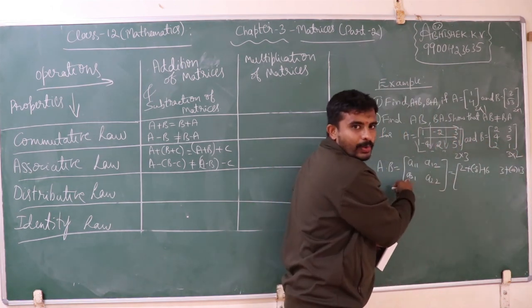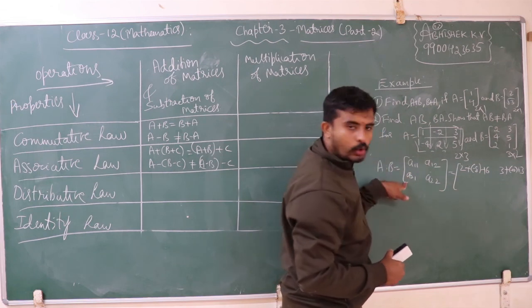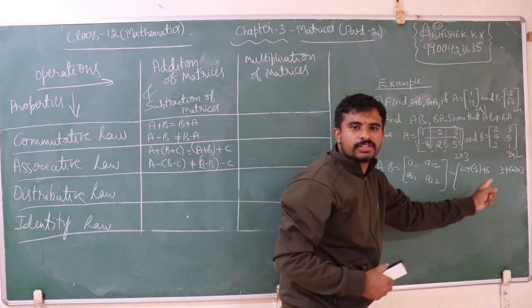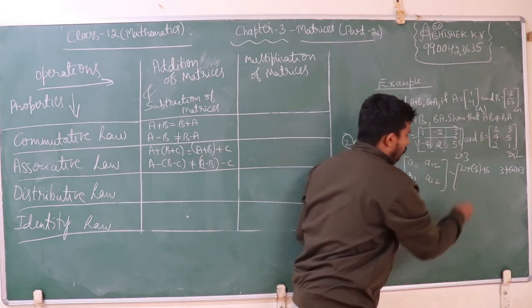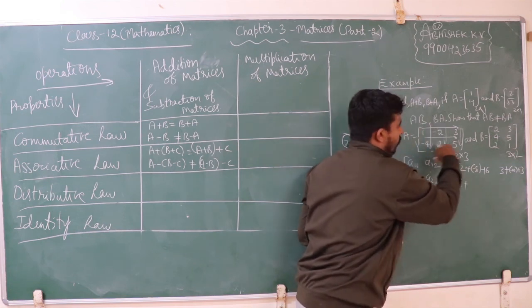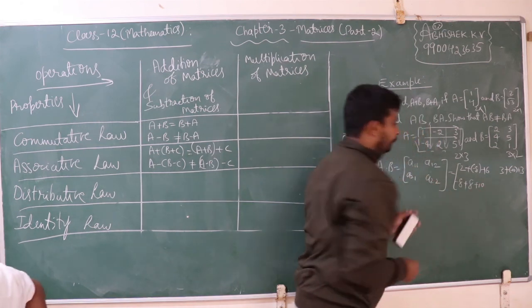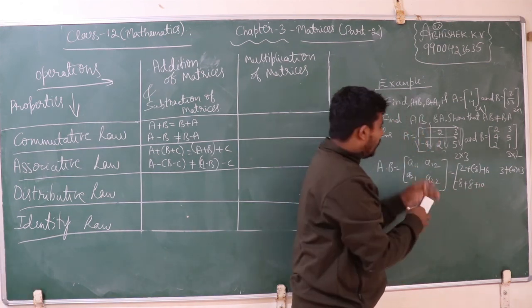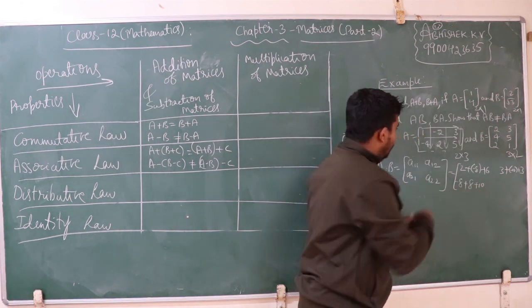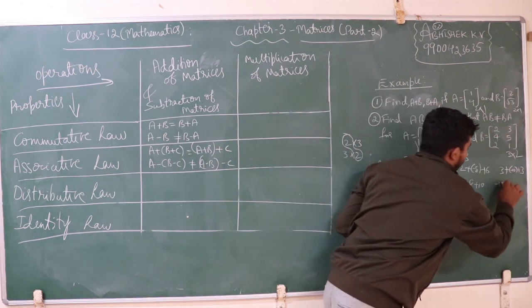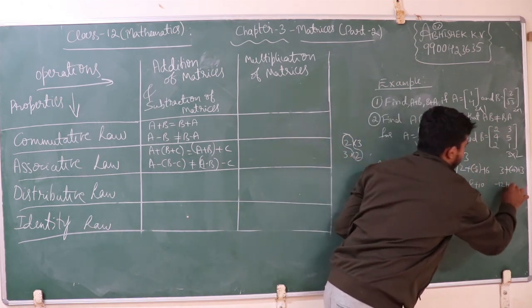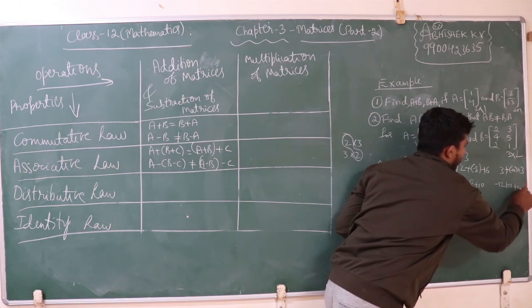Again, A21 can be determined using the second row, first column. Minus 4 into 2, minus 8, plus 2 into 4, plus 8, plus 5 into 2, plus 10. Again, A22, second row, second column: minus 4 into 3, minus 12, plus 10, plus 5.